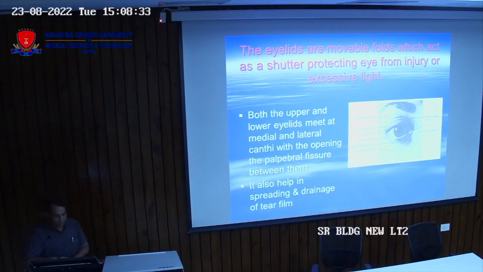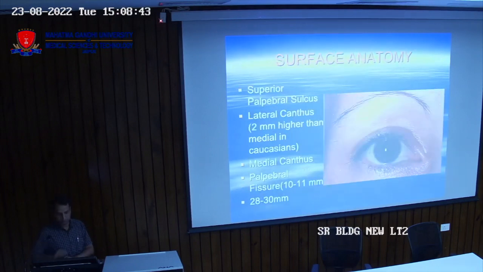Lid also helps in spreading the tear film and drainage of the tear fluids from the lacrimal system. Anatomy: it has the superior palpebral sulcus, lateral canthus which is 2 mm higher than the medial canthus in Caucasians, medial canthus and palpebral fissure. Palpebral fissure is the space between the upper and lower lid when the eyelid is open. Its vertical height is 10 to 11 mm, while horizontally the space is 28 to 30 mm.